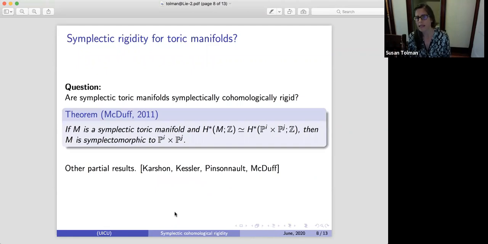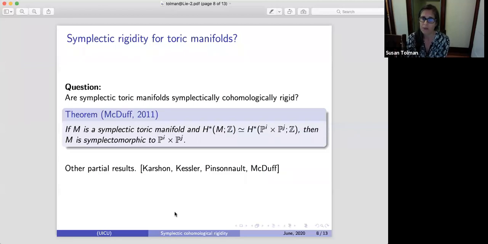So this is the question I am looking at. The question is, are symplectic toric manifolds symplectically cohomologically rigid? So we have a very ambitious smooth conjecture, and let's go ahead and make the same symplectic conjecture. Now, much less was known in this case. The most important theorem is due to McDuff.